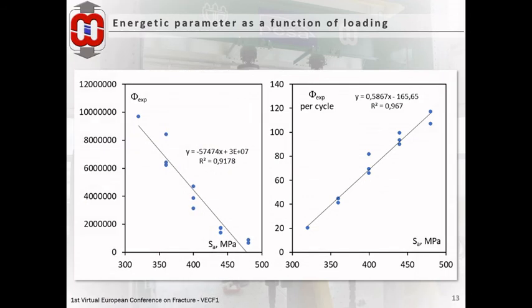The figures present the energetic parameter as a function of the load level. On the left figure, the total energetic parameter decreases while the load level increases. But interesting is the presentation of the energetic parameter per cycle as a function of the load level on the right figure. The dissipated energy per cycle increases and consequently the parameter increases.